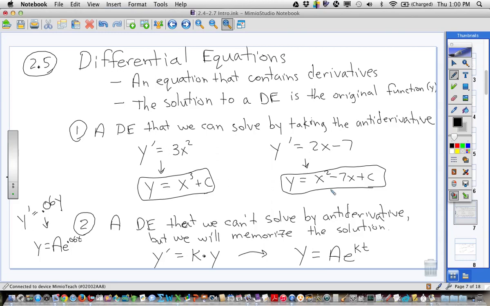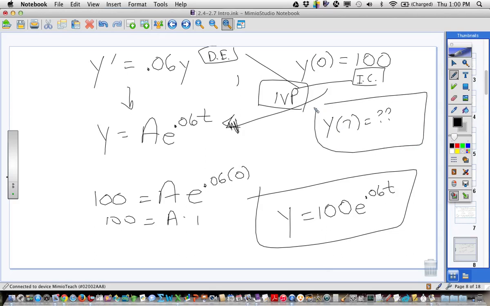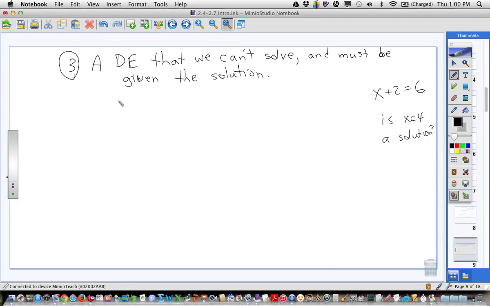So don't get thrown off with the terminology. That's what that means. All right, so then we would end up with this, and then we could plug a 7 in, and we could end up answering that question, how much money is there in 7 years? Okay, that'd be more of a calculator one at that point, right, where you could plug that in.